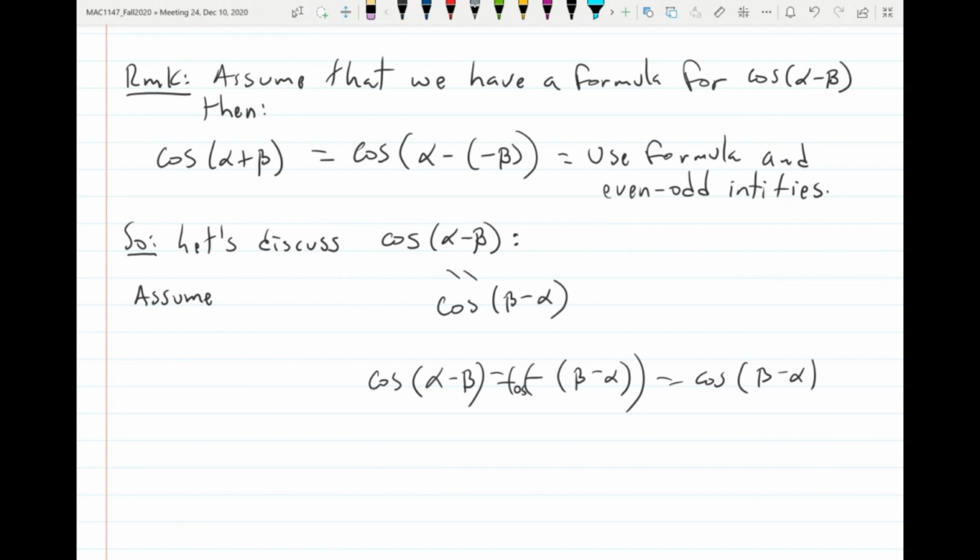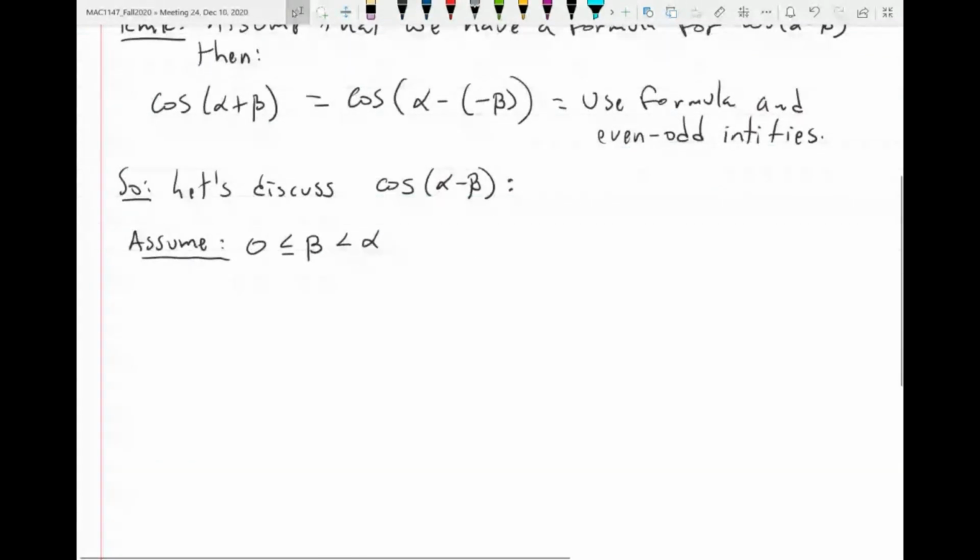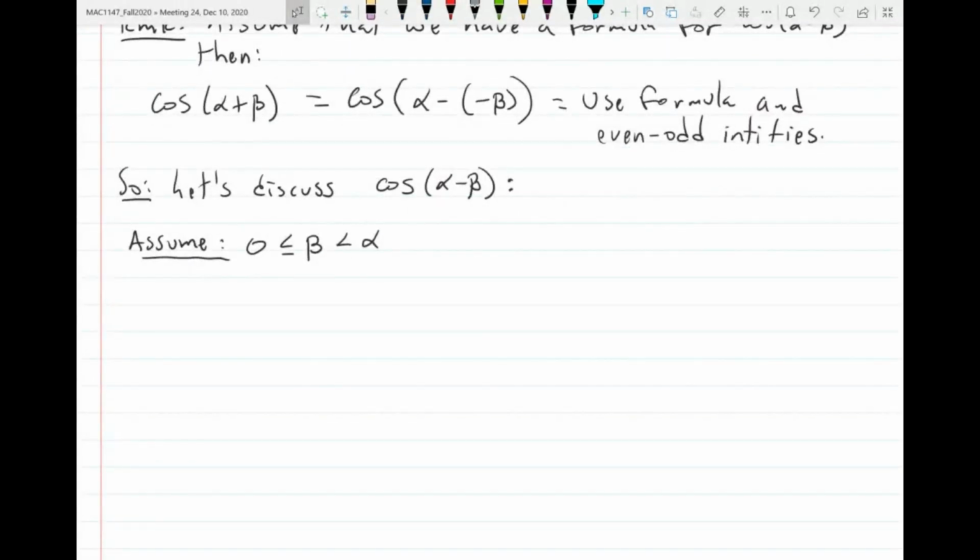So if beta happens to be bigger than alpha, just flip them and then relabel them and call alpha the bigger angle and beta the smaller angle, okay? So this is just to have a nicer picture. So assume then that beta is positive and less than alpha. Okay, because otherwise if beta is negative, then you don't have a minus, you have a plus in there, right? So I want to have a minus inside.